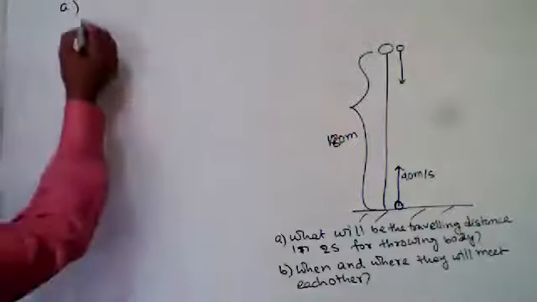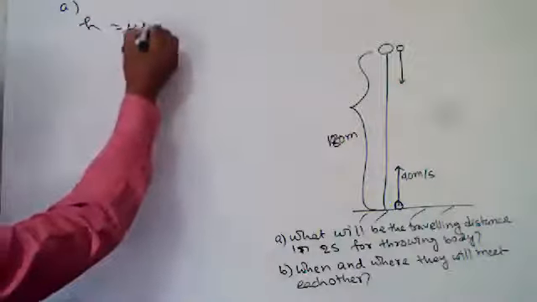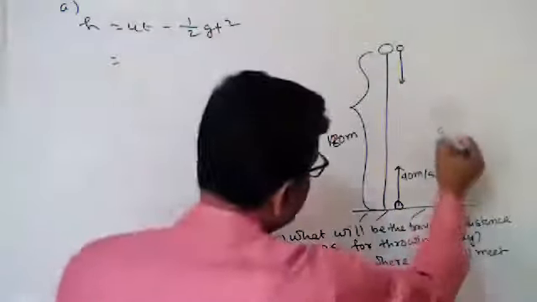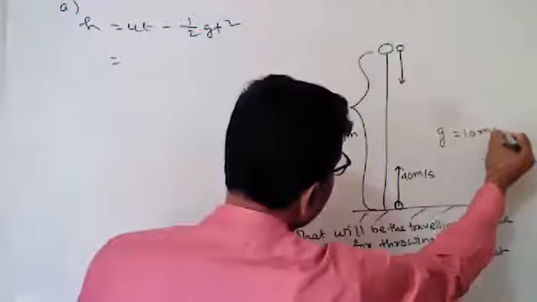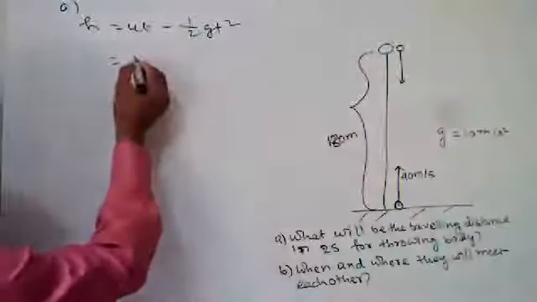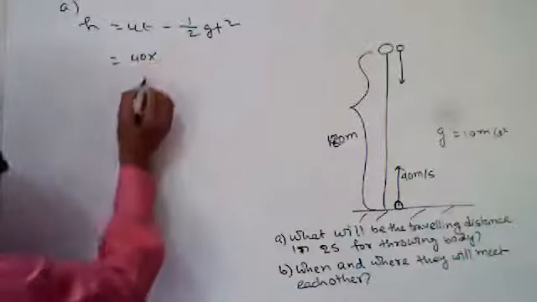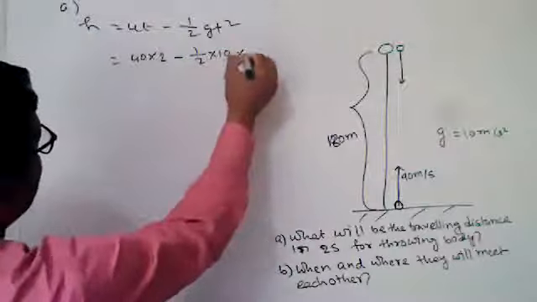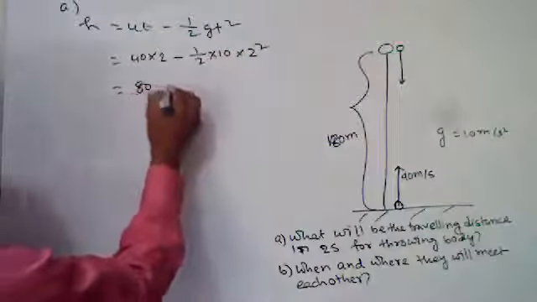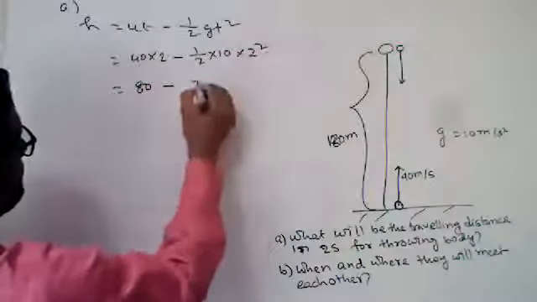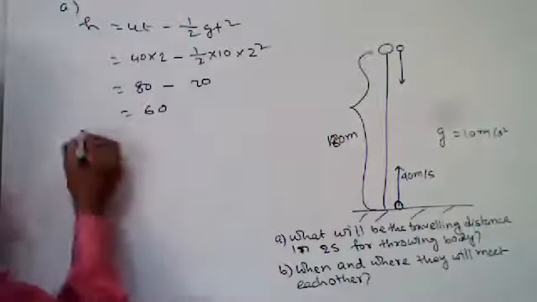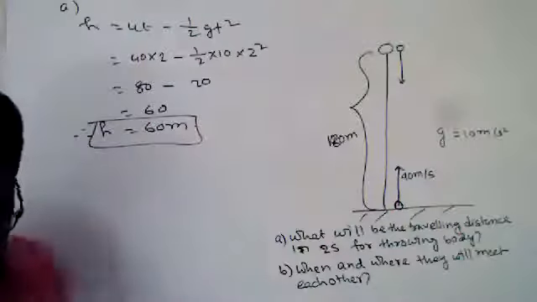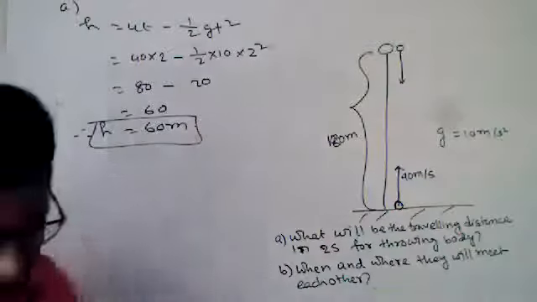For the throwing body, h equals ut minus half of gt square. Suppose g equals 10 meter per second square. Now ut is 40 into 2 minus half of 10 into 2 square. So it will be 80 minus 20, 60 meter. So h will be 60 meter. This is the answer, the traveling distance in 2 seconds for the throwing body.